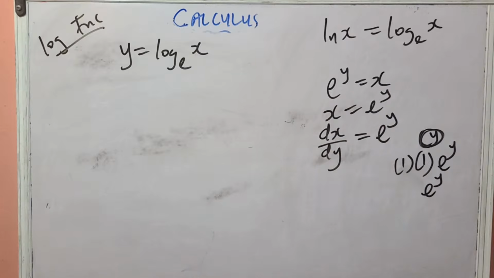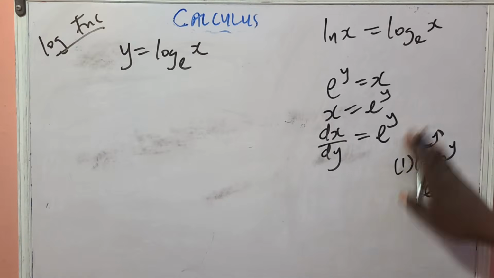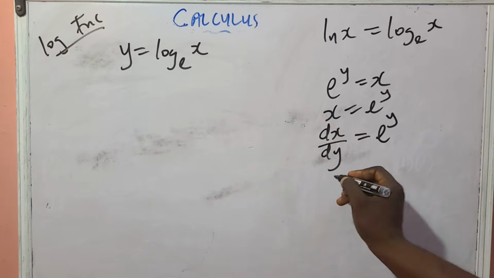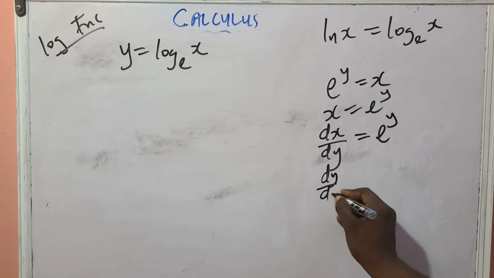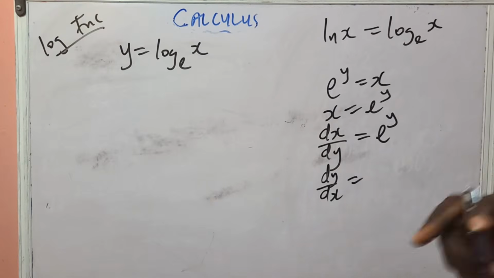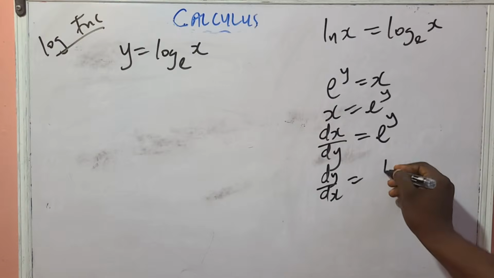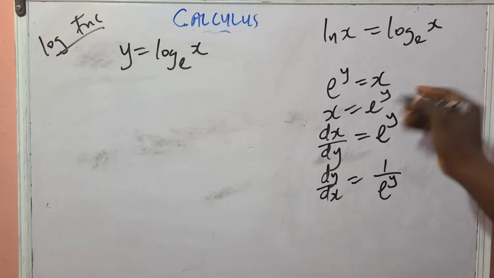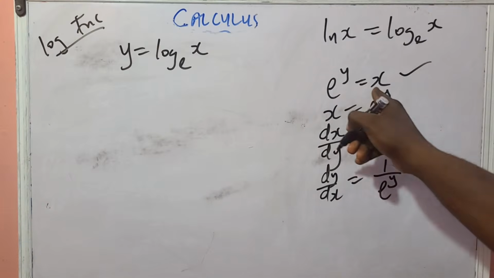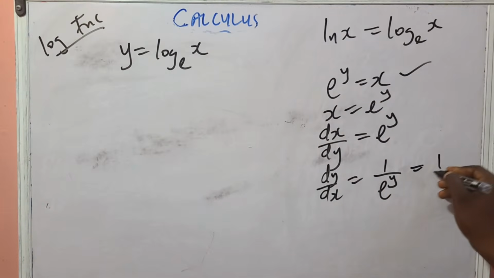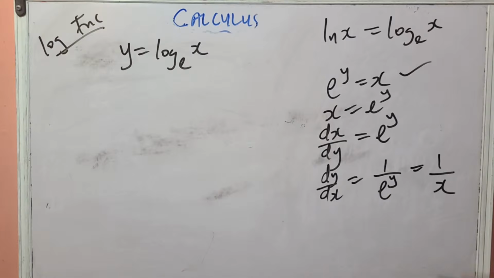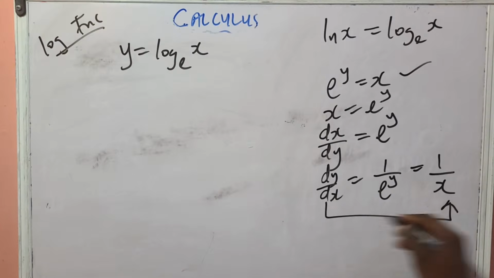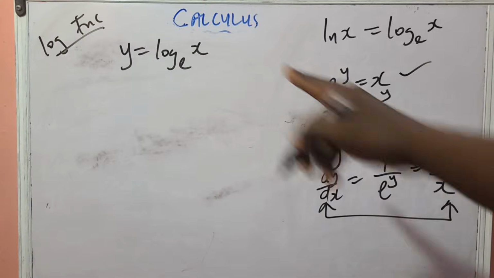All right. Now look at what we're now dealing with. I found the dx over dy. If I want to find the dy over dx, of course, I will invert it. I will take the reciprocal, so that will be 1 over e raised to power y. Now, don't forget that we told you already that e raised to power y was x. So this obviously will be equal to 1 over x. Now, look at this. This is the basis we are going to use to build up the method that we always work with.